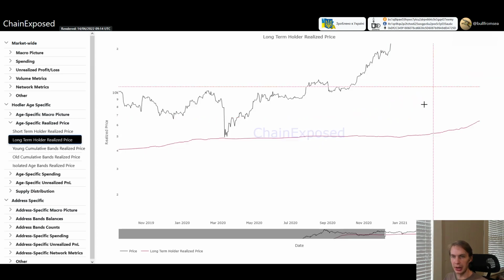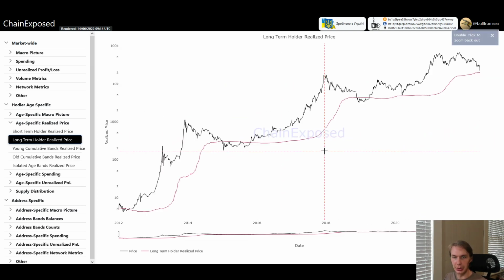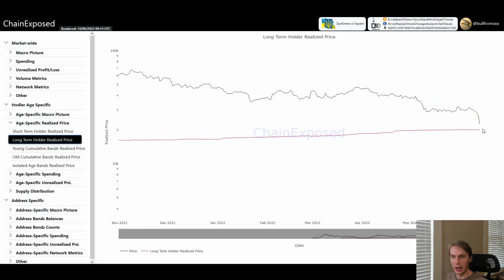We bounced off of it here in the March 2020 crash. We're getting awfully close to it again right now. It is currently at 19.9K. We were trading at around 21K, so us going down and touching it is certainly not out of the realm of possibility. And so that would be the next level I'd watch for possible levels of support.